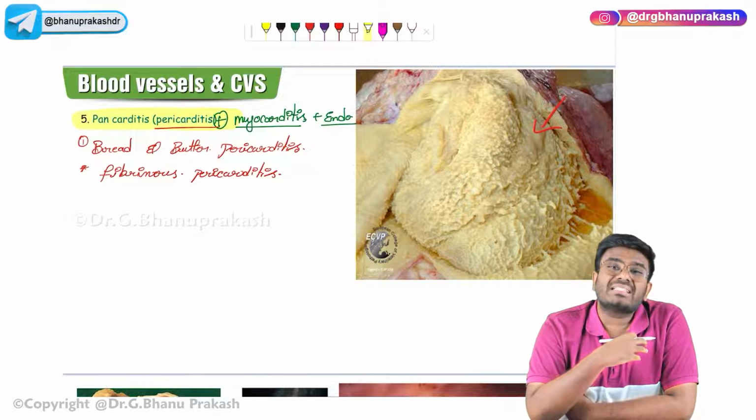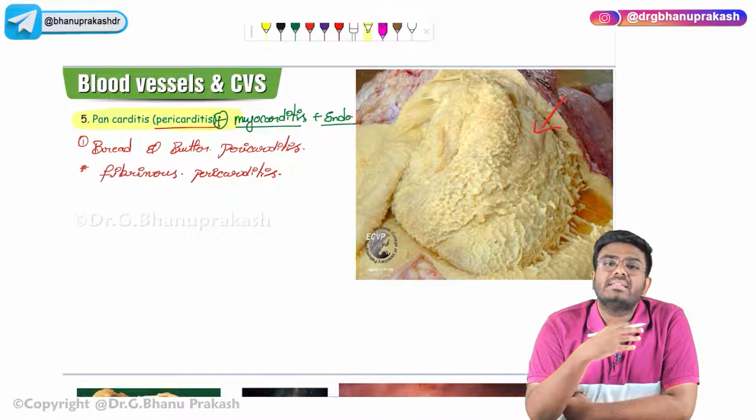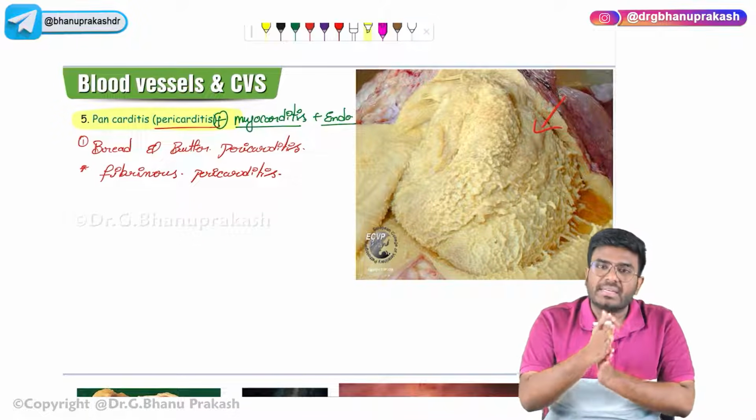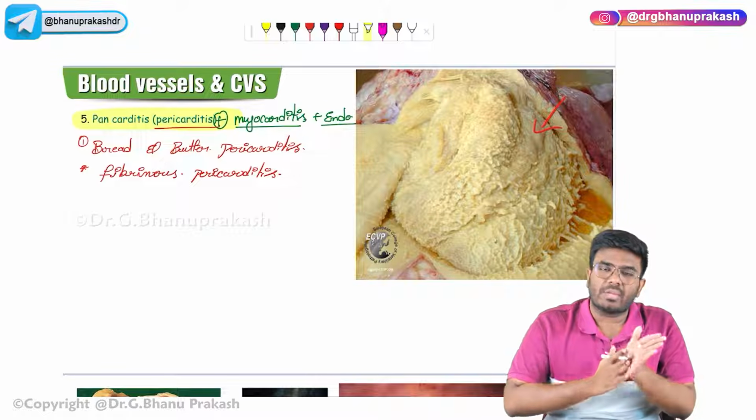Now, if you do auscultation of the heart, definitely, the pericardium is inflamed, right? With every heartbeat, it is rubbing. This inflamed pericardium is rubbing over the heart wall.